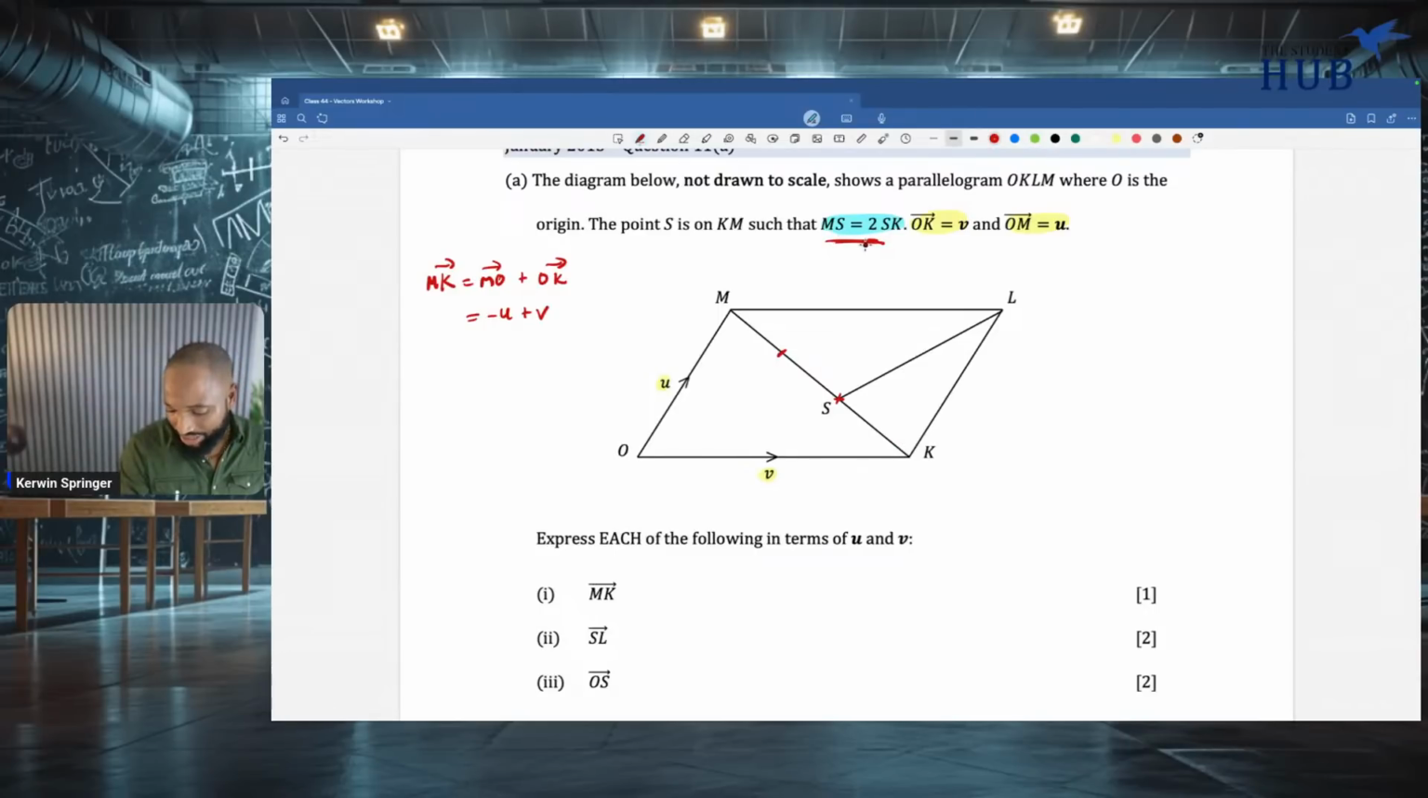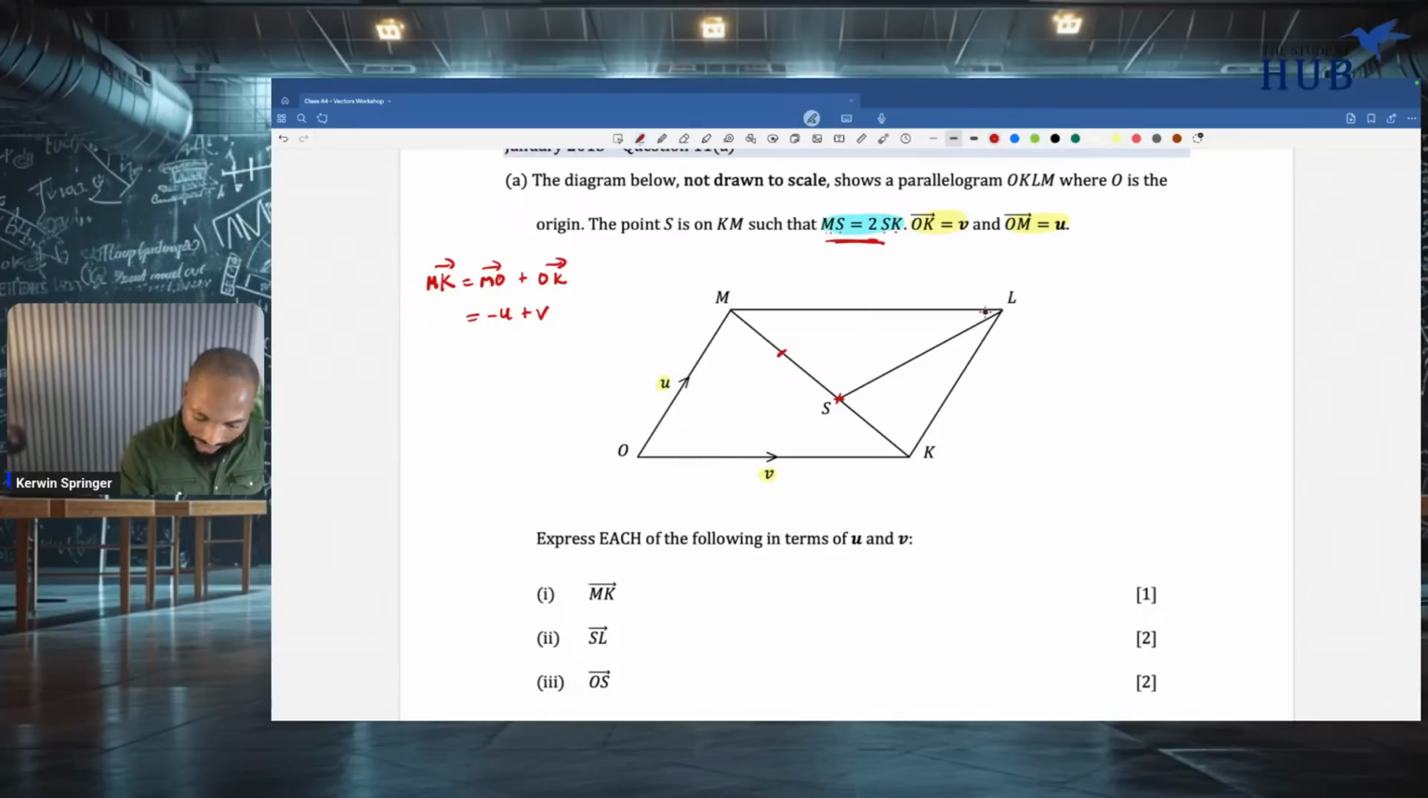That's what I'm showing you about these things. Be careful with these things. You have to watch what points they're talking about. Sometimes they might put MK here. It's 2 times SK, which means something different. That means it's in the middle. Think about it. So MS is 2 times SK. So MS is equal to 2 SK.